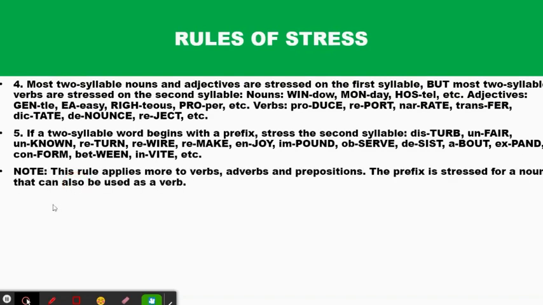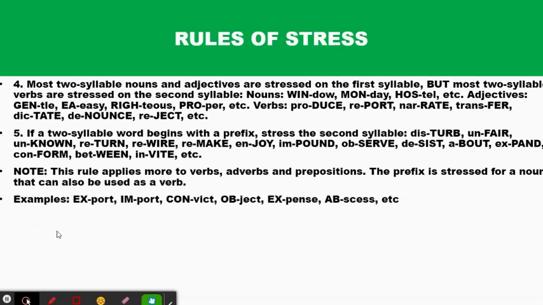Now take note that this rule applies more to verbs, adverbs, and prepositions. The prefix is stressed for a noun that can also be used as a verb. We saw that in the words import, export. So take note of this: export, import, convey, object, expense, abscess. These all begin with prefixes, but because they are nouns, the first syllable is stressed.